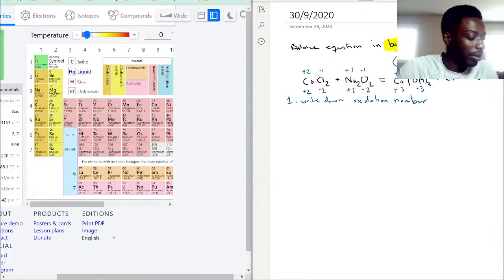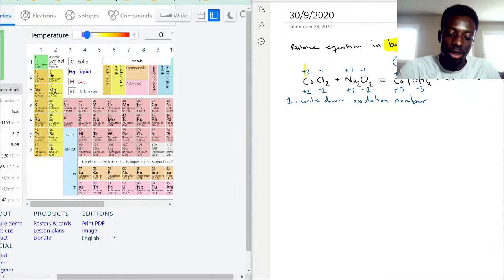And now, with that, we move on to the chlorine. It just has a minus there, so this is just going to be minus 1. Sodium just has a plus, so this is just going to be plus 1. So we successfully wrote down the oxidation numbers for everything. And now what we want to do is see what's changed, okay?